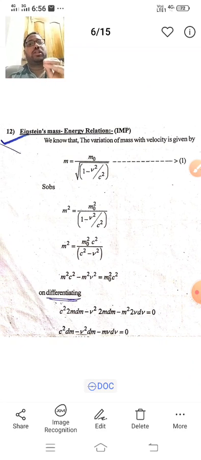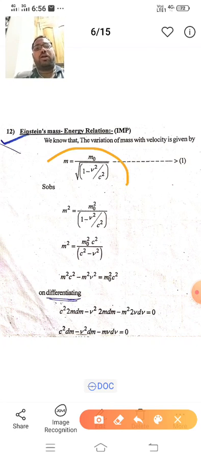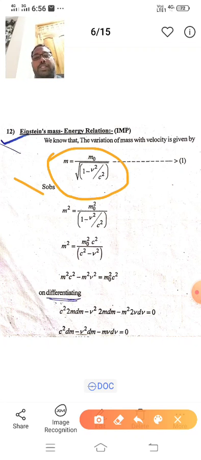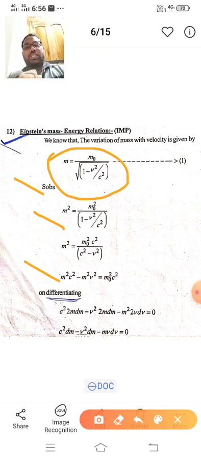First, we know the relation between mass and velocity in a variation, that is m equals m naught by under root of 1 minus v square by c square. Squaring on both sides, we can get m square equals m naught square by 1 minus v square by c square. Simplifying this equation, we can get m square c square minus m square v square equals m naught square c square. So differentiating on both sides.